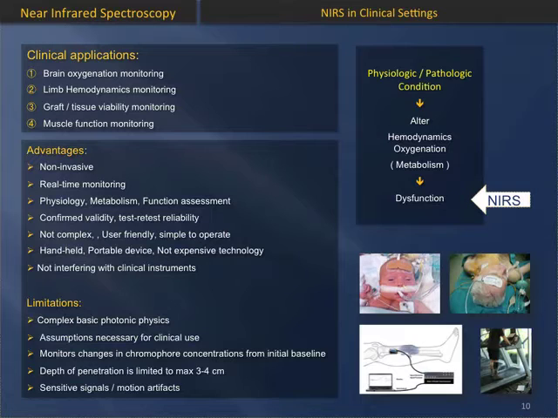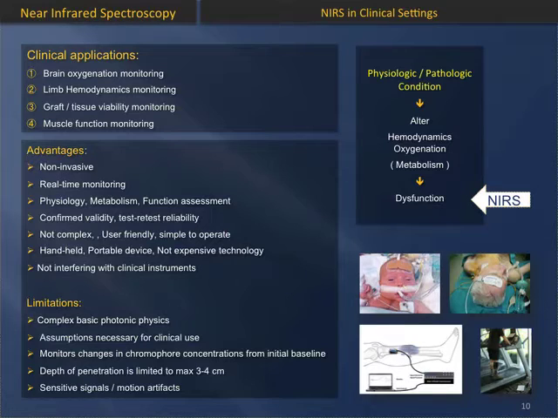It's not a complex method. It's very user-friendly. It doesn't need very specific training or education. It can be a handheld, very compact, small device, of course portable, and really is not an expensive technology. And there is no interference when using near-infrared spectroscopy in clinical setups.